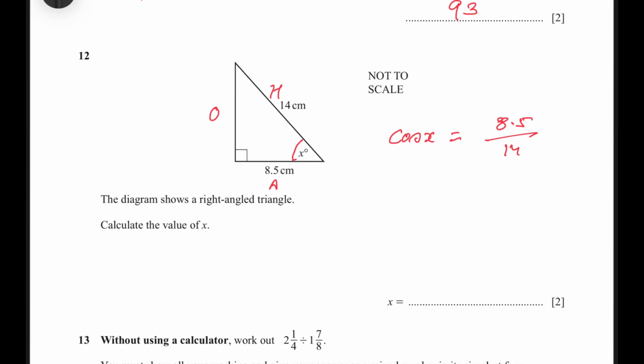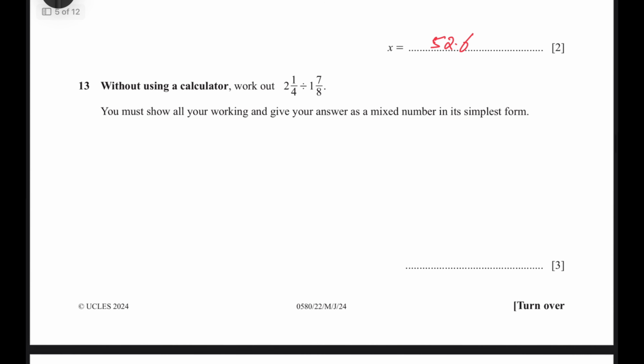So what you will do? So the value of x will be cos inverse 8.5 by 14. Okay, so let's solve using the calculator. Cos inverse 8.5 divided by 14. So this is how much? It's coming out to be 52.6. So this is 52.6. So that's the answer. 52.6, or you can write 52.61 also. That's also fine. Okay. 13th one.